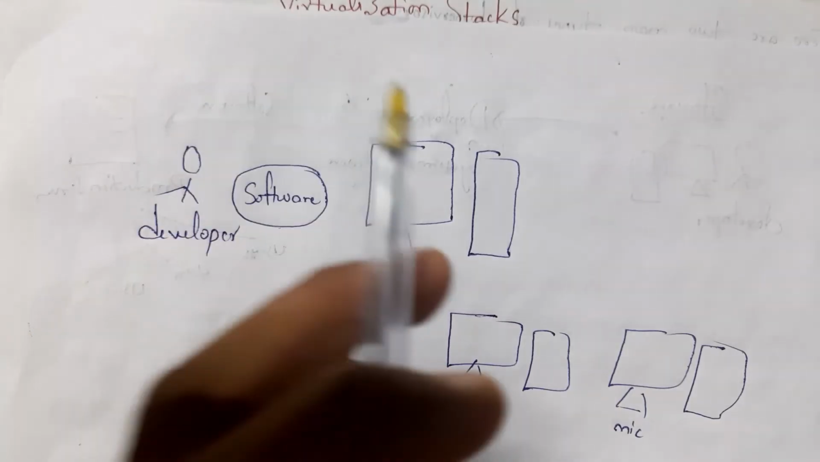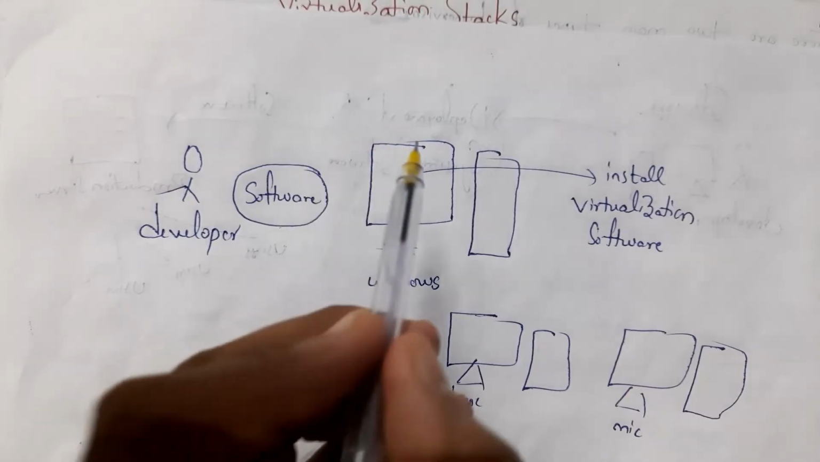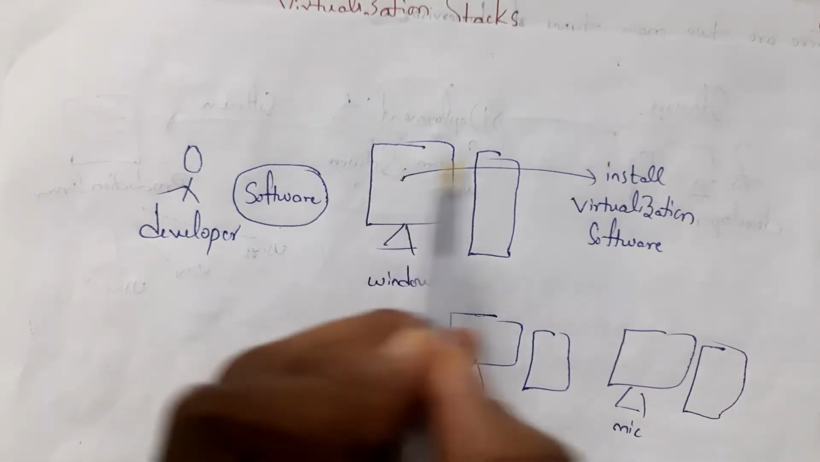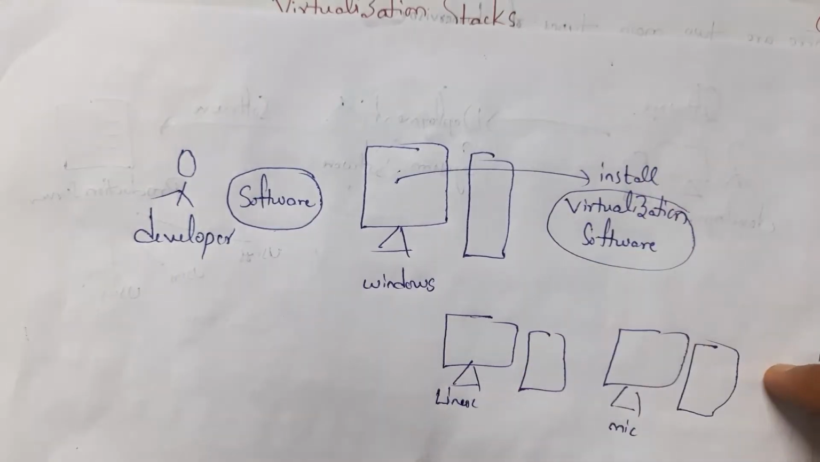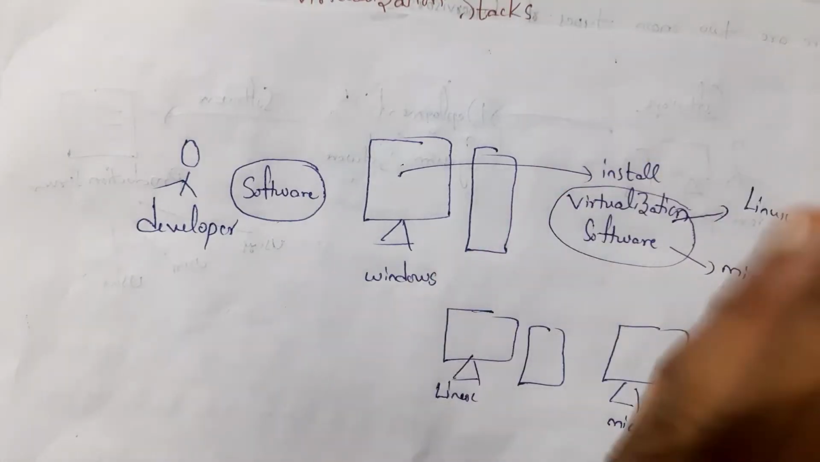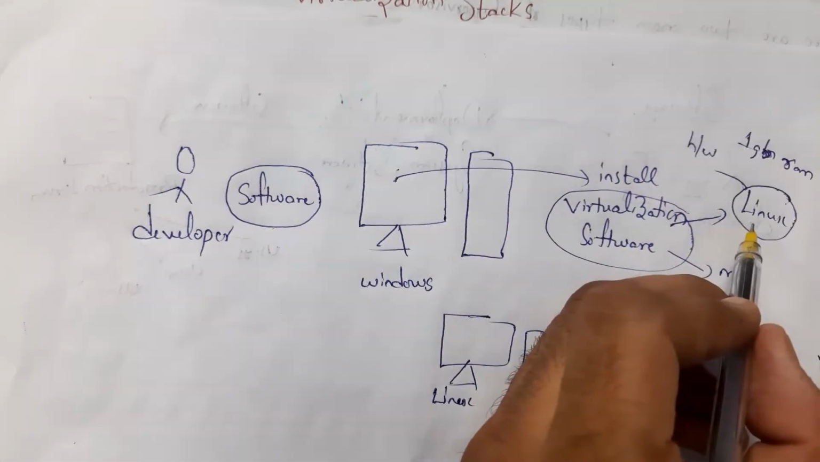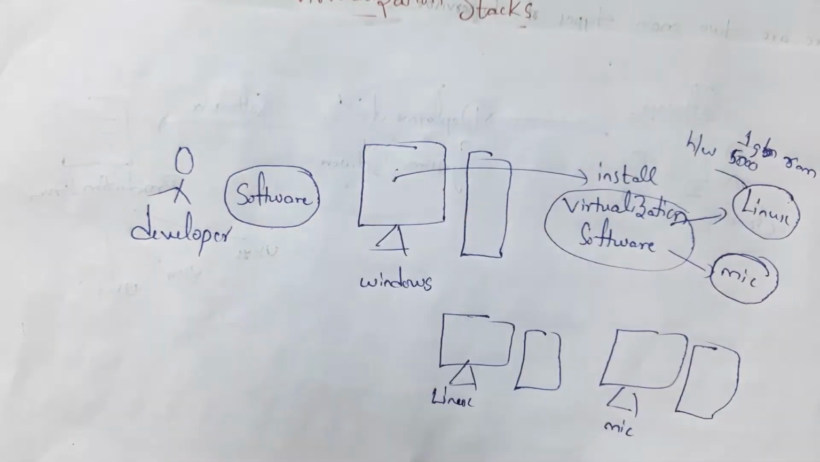And purchasing Linux system and Mac system is costly. At the time, what we can do is, in our Windows system itself, we need to install virtualization software, and in this virtualization software, we can install Linux operating system as well as Mac operating system. And also you can assign hardware to operating systems like 1 GB RAM, 500 GB hard disk, etc.